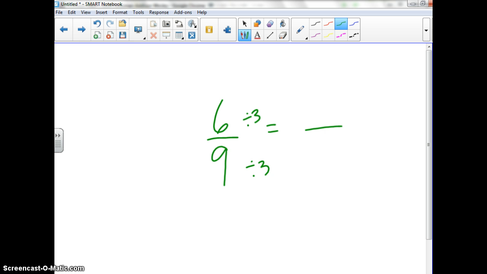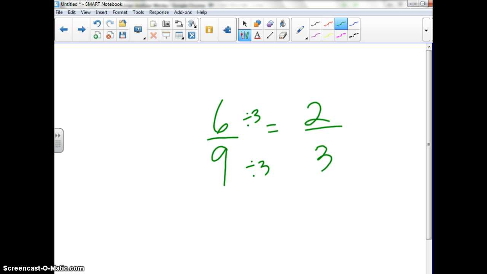I'm going to divide the top and the bottom by 3. And what will my new fraction be? Alexis? We're dividing now. How many 3s are in 6? How many 3s are in 9? So this 2/3 is the same thing as 6/9.